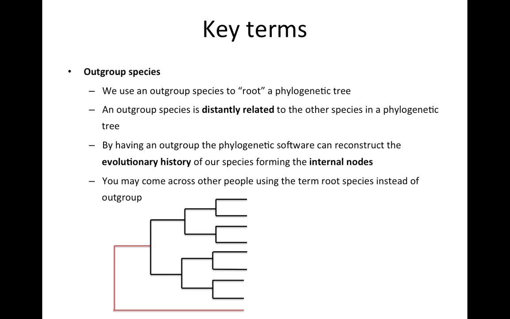By having an outgroup, the phylogenetic software can reconstruct the evolutionary history of our species, forming the internal nodes. You may come across other people using the term root species instead of outgroup. That's absolutely fine.